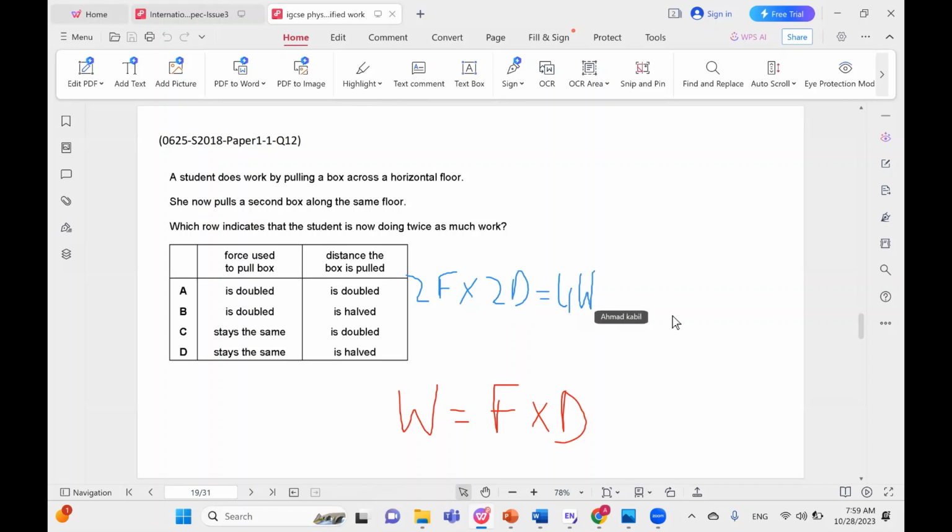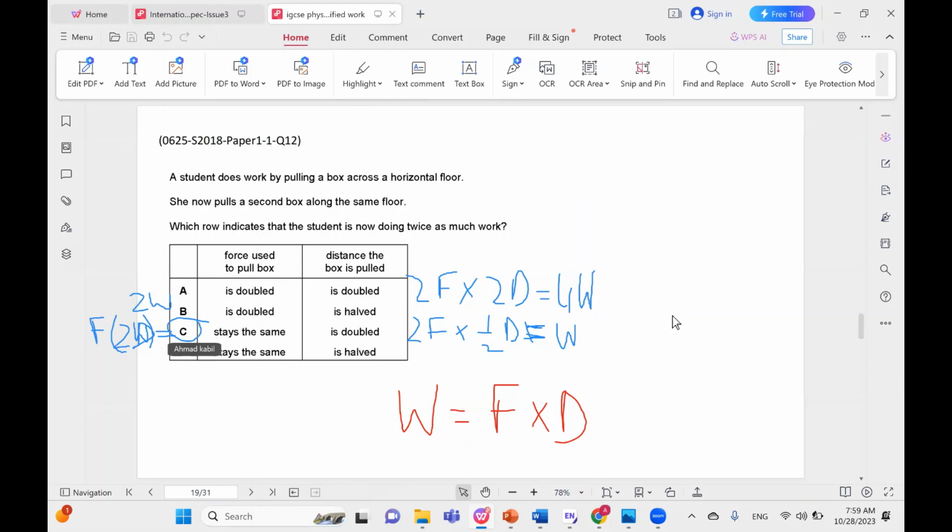In B, if you double the first and half the second, that would be 2F times 1 over 2D. And if you multiply 2 times half, you get 1. So that's equal to W. So the work done did not change. For C, if the force stays the same, so F, and the distance is doubled, so 2D, you get 2W. So this is the correct choice.